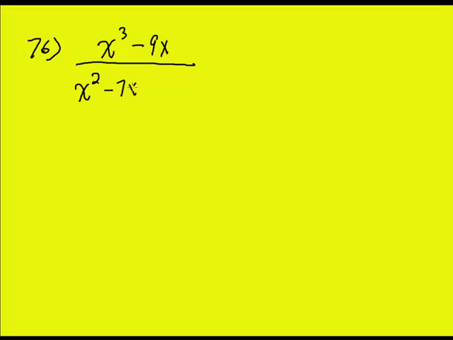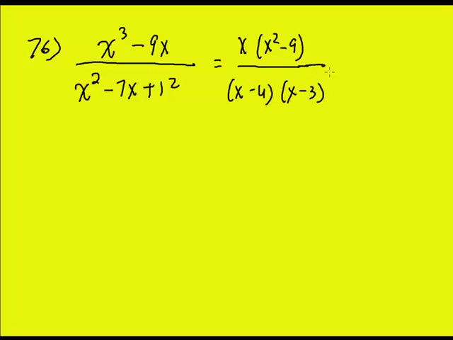X squared minus 7x plus 12. All we have to do is simplify. That means I need to factor everything and reduce. The top one, I can factor out an x. That will leave me with x squared minus 9. And the bottom, I'm looking for factors of 12 that make a 7. Out of 4 and 3, x minus 4 and x minus 3 will work.